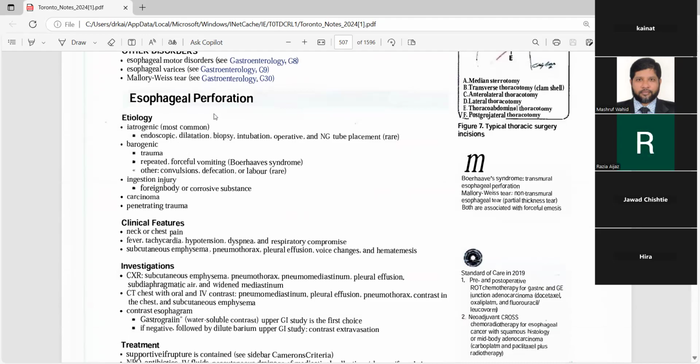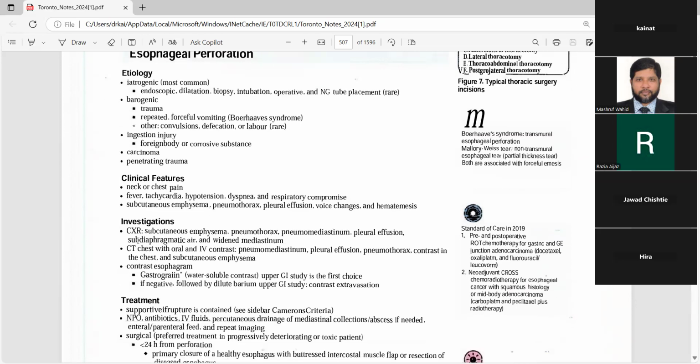Then comes the esophageal perforation. Why are we doing this one? Because it can also present with an upper GI bleed. So, Boerhaave's syndrome is a transmural perforation, and Mallory-Weiss is when there are non-transmural perforations, and both can present with forceful emesis. So in this case, chest X-ray, CT scan with oral contrast.